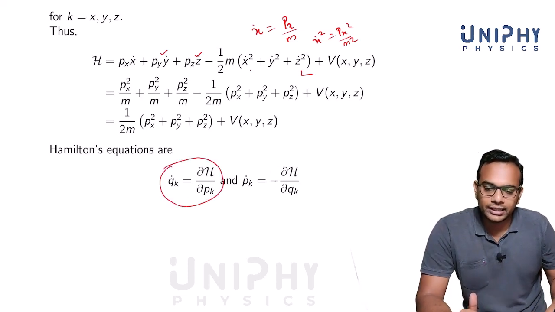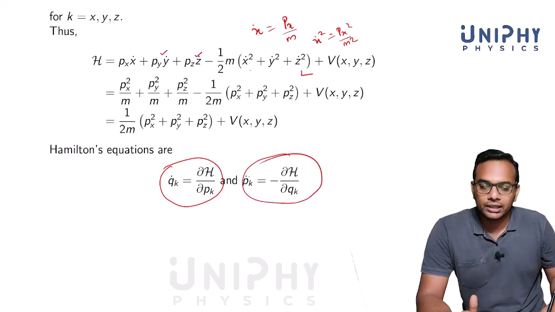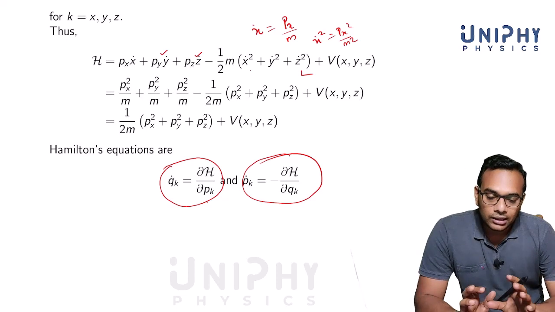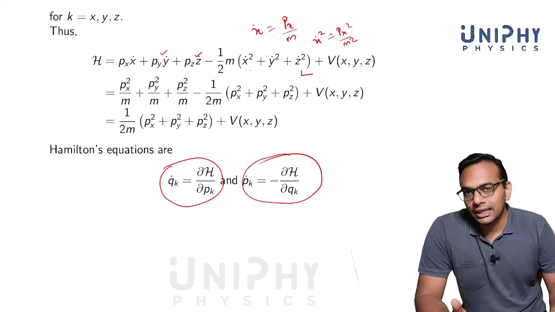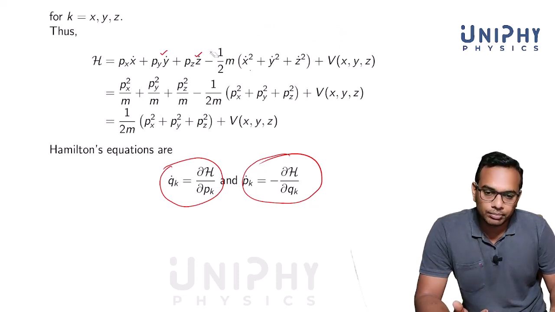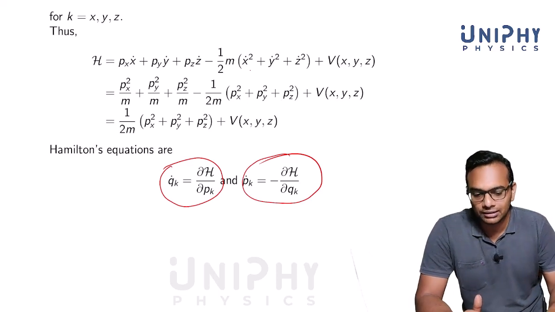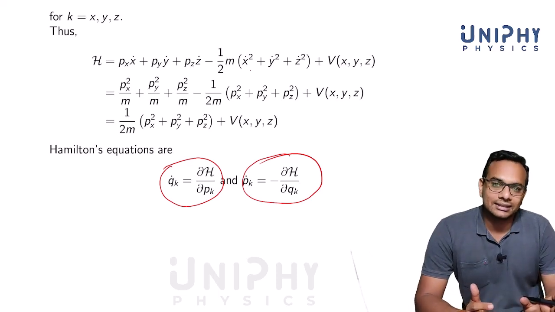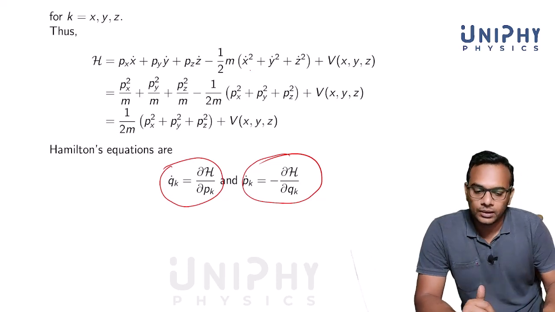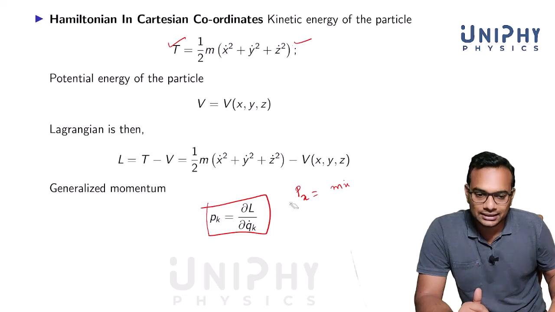All right, qk dot is equal to dou h by dou pk, and pk dot is equal to minus dou h by dou qk. This means that x dot is equal to dou h by dou px, etc. Now we can actually obtain this Hamiltonian in a much quicker way, because we observe that the potential energy here is not velocity dependent. We don't have a velocity dependent potential, and there are no transformation equations involving time explicitly. So, as we have seen in our theory session, we can just write the Hamiltonian.